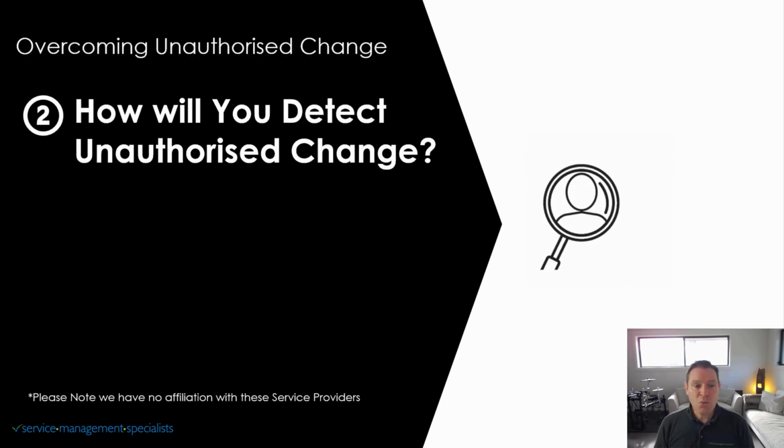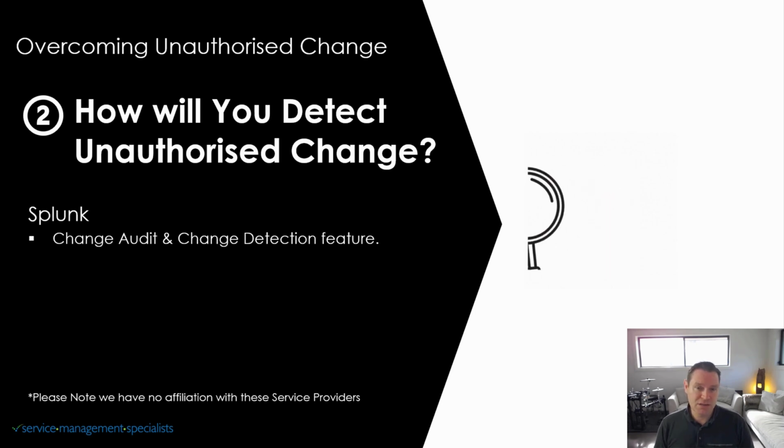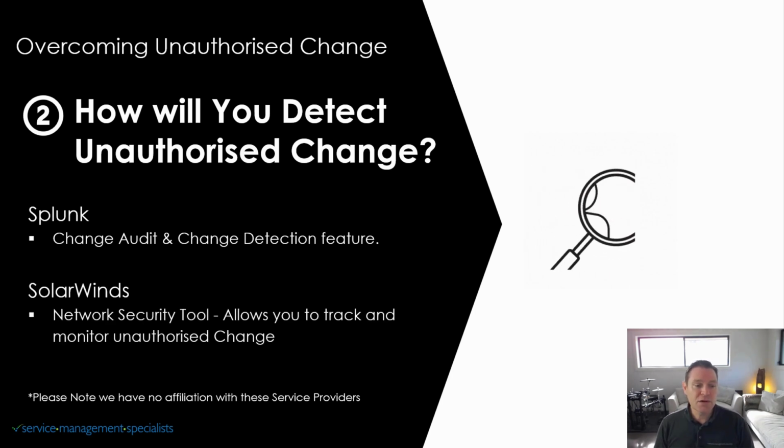Number 2, how will you detect unauthorized change? Now, technology has progressed significantly over the last few years, and whilst we don't really have any affiliation with these couple of platforms, they're just an example of things that can help. First one is Splunk. They have a change audit and a change detection feature that you can use to understand what's happened across the environment. Second one is SolarWinds, a network security tool that allows you to track and monitor unauthorized change.